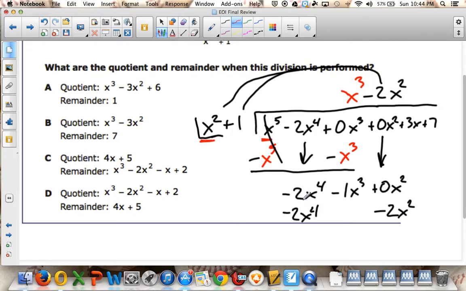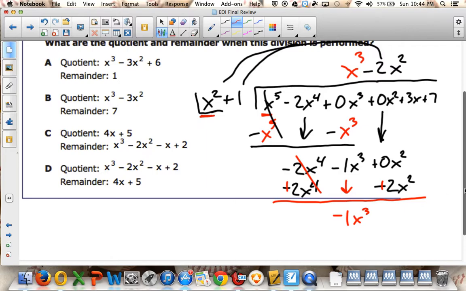If I do not eliminate this first term, I did it incorrectly. So now I change the signs and I add. First term cancels. This term wasn't eliminated, so I write it down. This term, negative or 0x squared plus 2x squared is plus 2x squared.